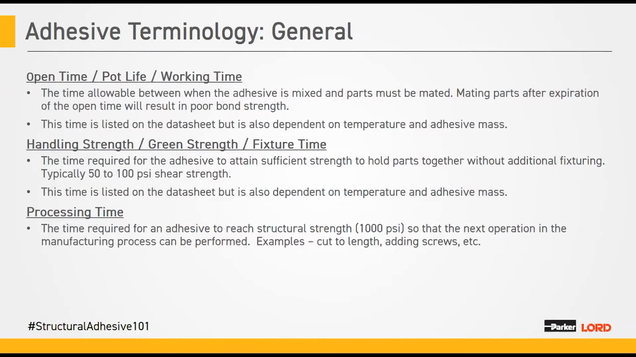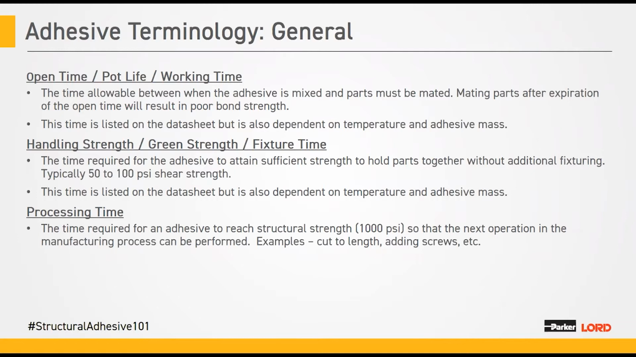On this slide, I'd like to talk about a little bit of terminology again, but this time, I'd like to talk about some terms that are used interchangeably in the adhesive industry. First one is open time or pot life or working time. So those three terms essentially mean the same thing. And this is the time allowable when the two parts are mixed up until the time the parts must be mated. Mating the parts after that expiration will typically result in poor bond strength. So that's how long you have to work with the material prior to getting the two parts assembled.